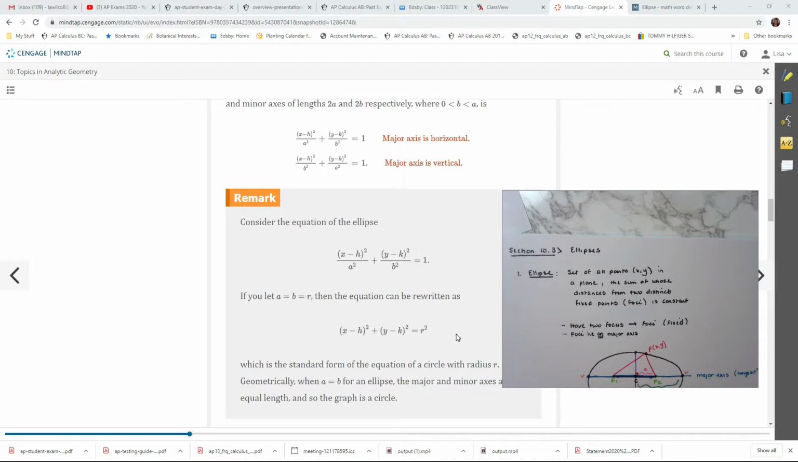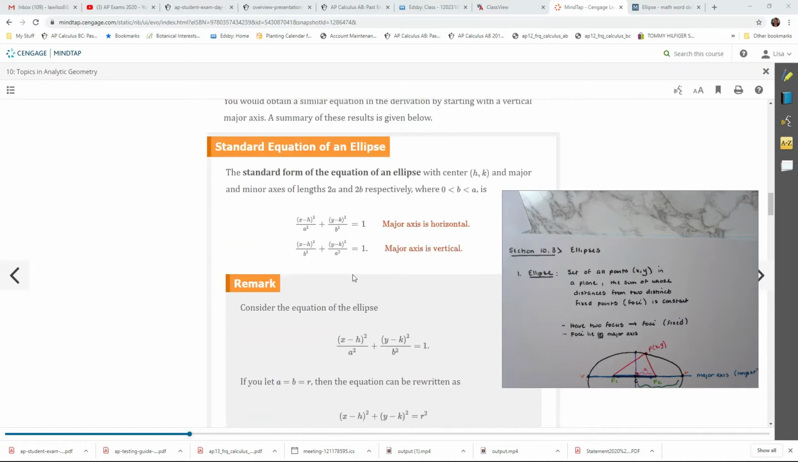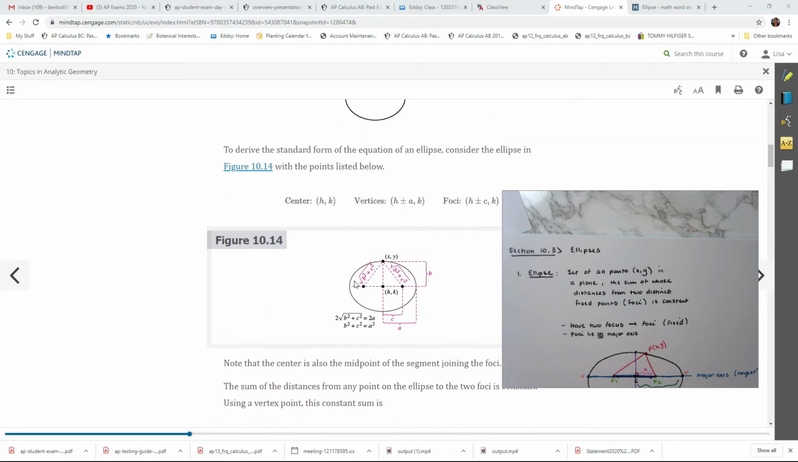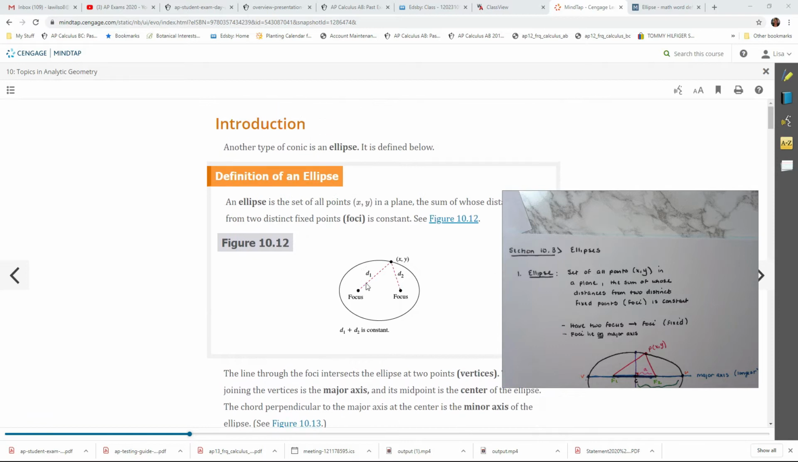All right, so ellipses, okay? Let's look at what this is. And I'm using your book here in the background so that way I can show you some things. The formal definition is that an ellipse is the set of all points x, y in a plane, the sum of whose distances from two distinct fixed points, which are called the foci. An ellipse has two focus. It has a focus here and it has a focus there, and those are fixed points, and together they're called foci. So the sum of whose distances from two distinct fixed points, the foci, is constant.